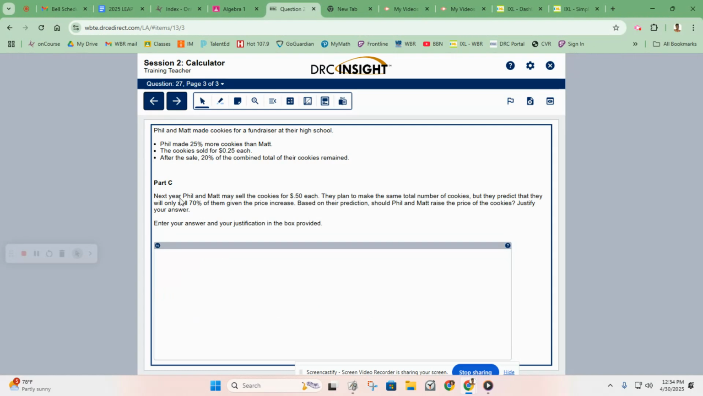Part C says, next year, Phil and Matt may sell the cookies for 50 cents each. They plan to make the same total number of cookies, but they predict that they will only sell 70% of them given the price increase. Based on their prediction, should Phil and Matt raise the price of the cookies? Justify your answer.